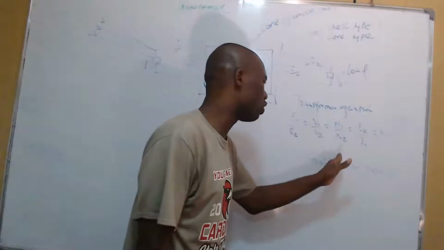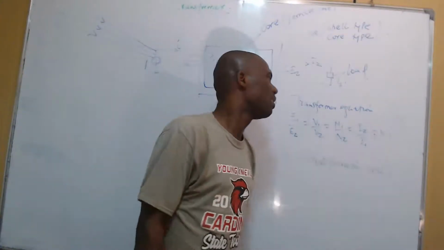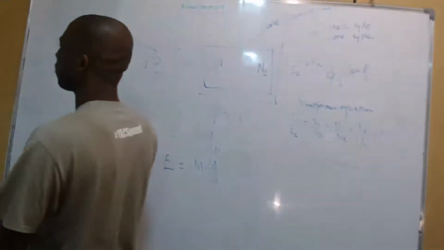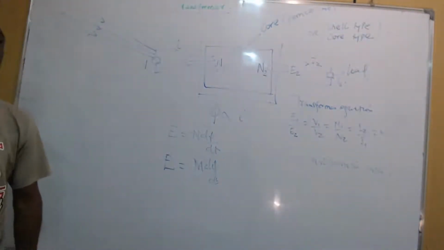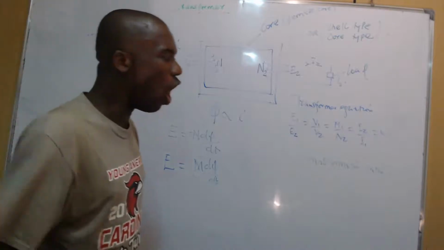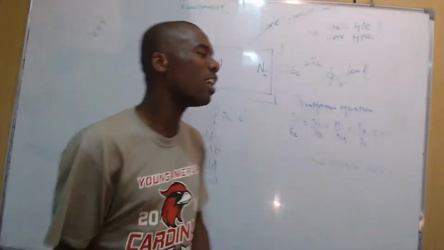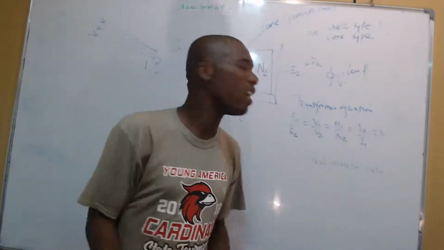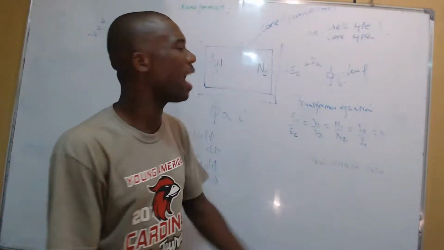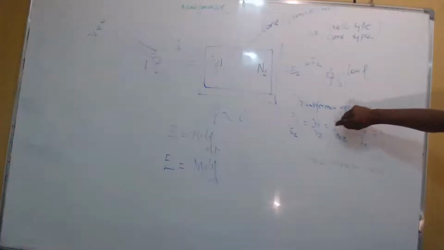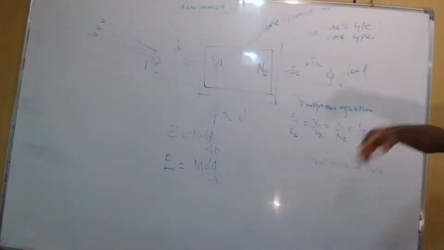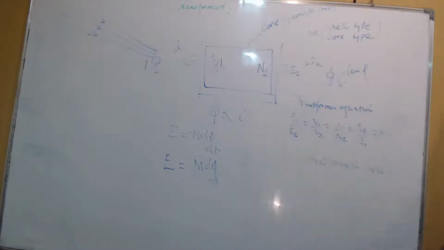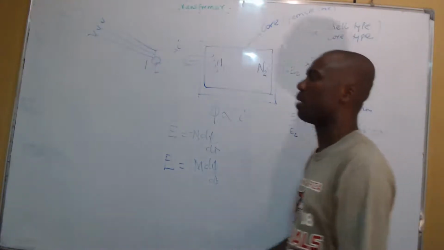Transformation of turns and current. Now, if you want the transformation ratio to be high, you can increase the secondary current. Or you can increase the number of turns, because the more the number of turns, the more the current or the more the voltage, as well as the more the flux in the system.